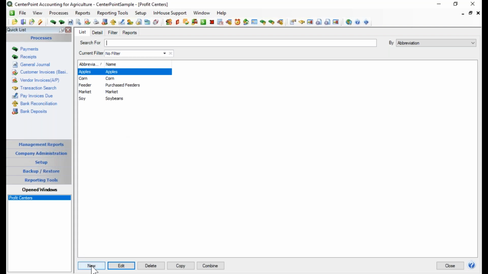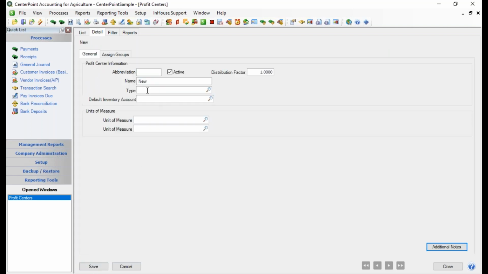To create a new profit center, I'm going to go ahead and click New. And it's going to ask us for an abbreviation, which is optional. I'm going to go ahead and put one in, and then it's going to take us to a field called the distribution factor. We have two distributions, one for crop and one for livestock. One is called a per acre distribution, and one is called a per head distribution. And it will treat each profit center equally, unless, of course, you change this distribution factor.